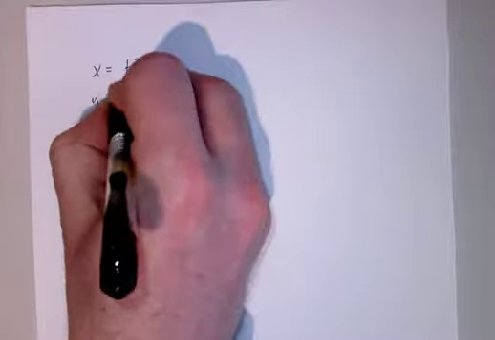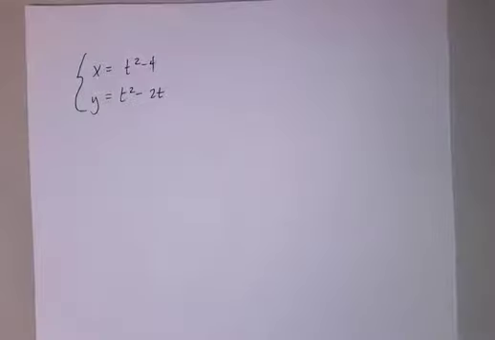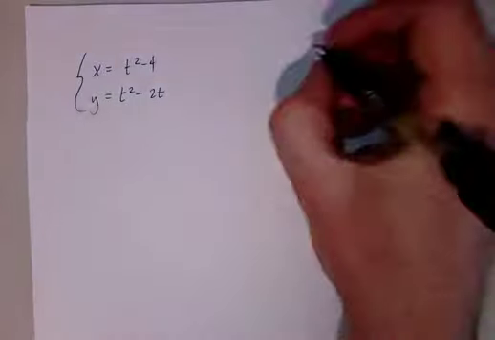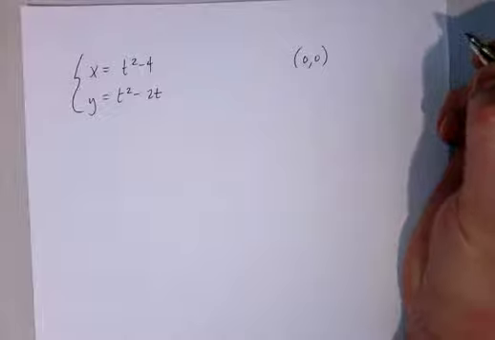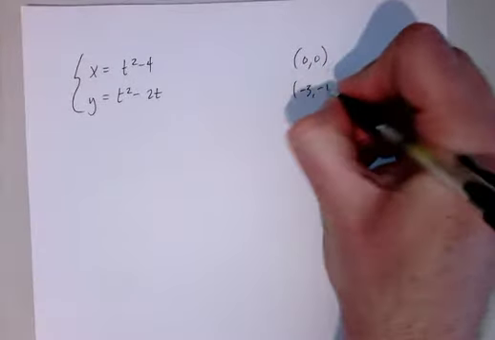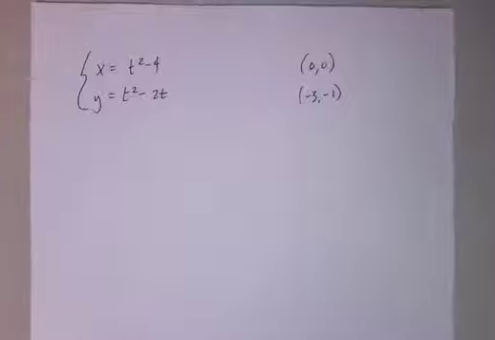Let's actually move on, and let's use this information to determine tangent lines, okay? So let's say that we have x is equal to t squared minus 4, and y is equal to t squared minus 2t. And let's actually try and find the tangent line at, let's say, (0, 0) and (-3, -1). Okay? Well, in order to find the tangent line at those particular points, I first need to find the derivative.